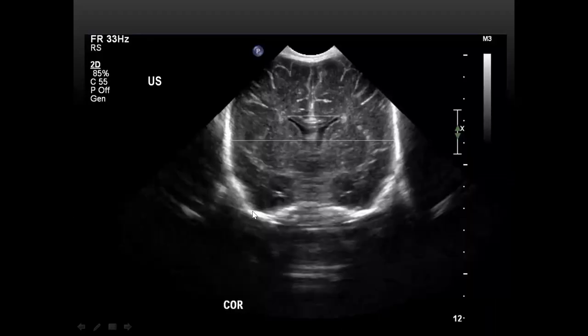Ultrasound examination may also show us structural information about the basal ganglia. This is the head of the caudate, and this is the nucleus. Here is the anterior limb of the internal capsule, and here is the posterior limb.